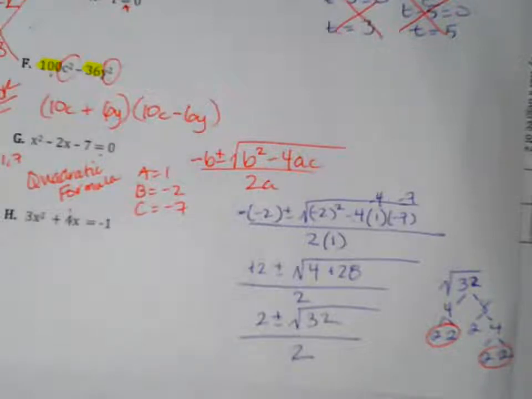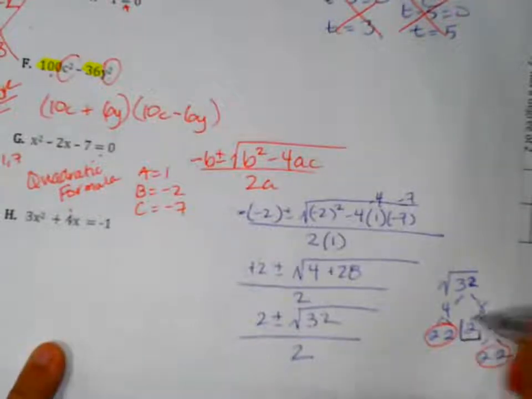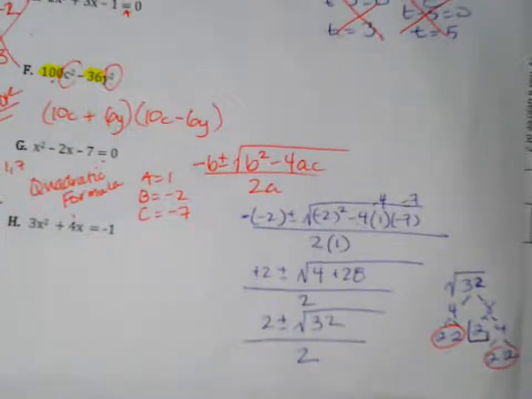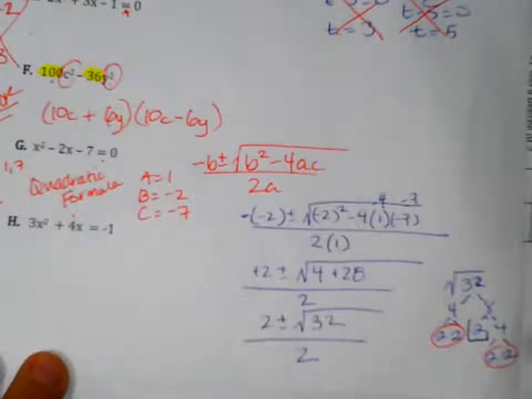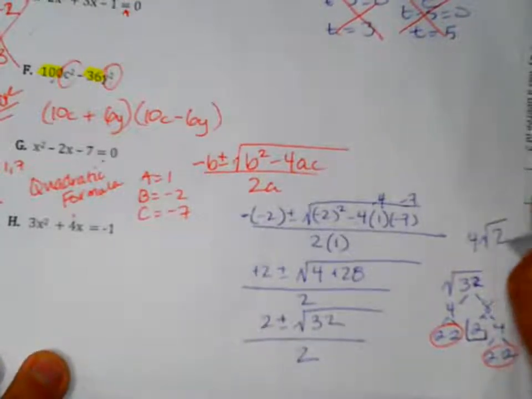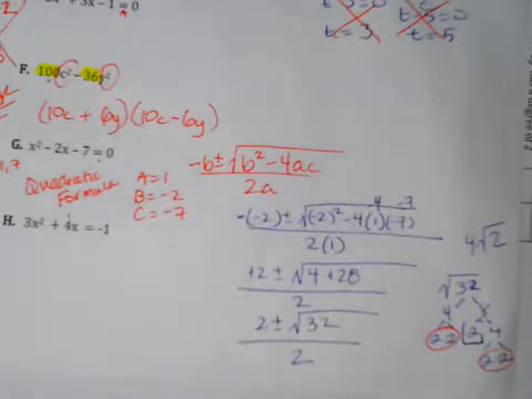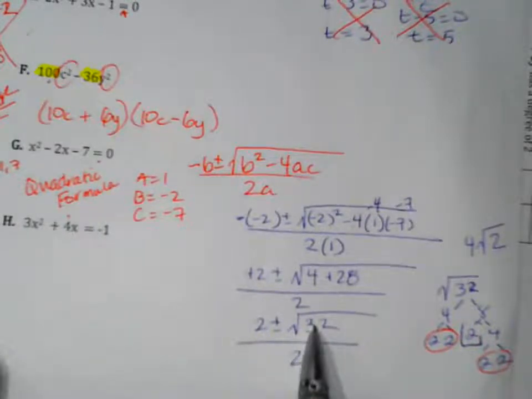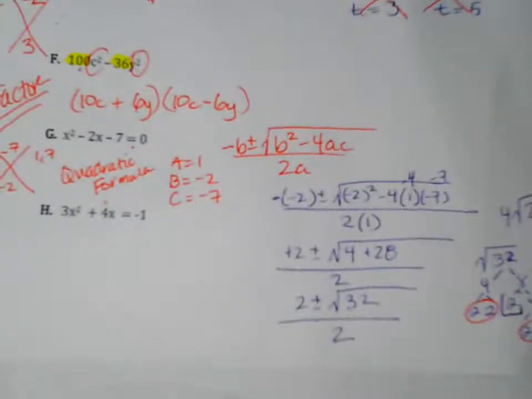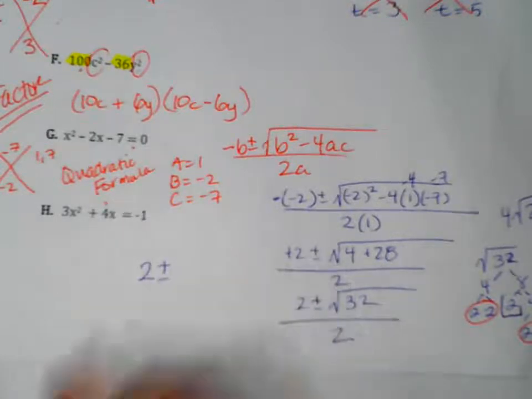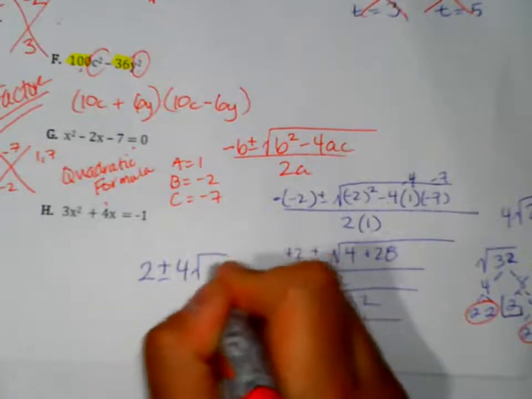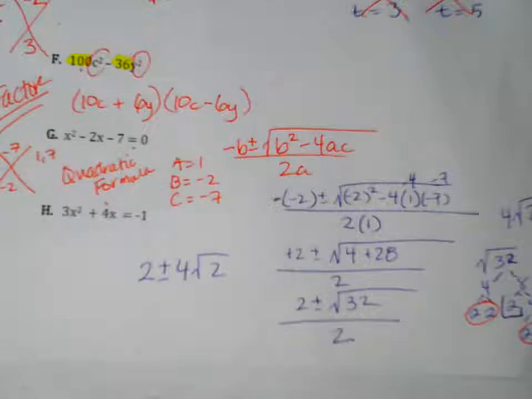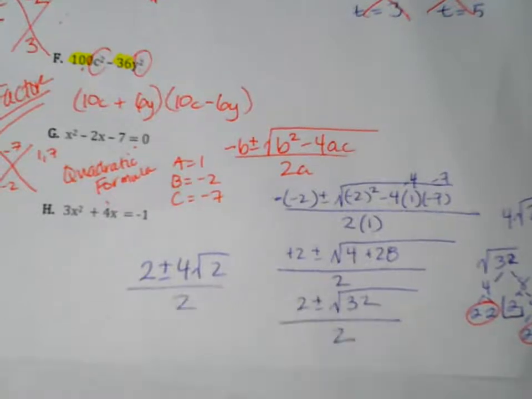You've got, grab another color here, you've got this guy stuck underneath. So this is going to be 4 rad 2. Okay, all that just to get there. So let's bring it over here and finish it. I've got 2 plus or minus 4 rad 2 all over 2.